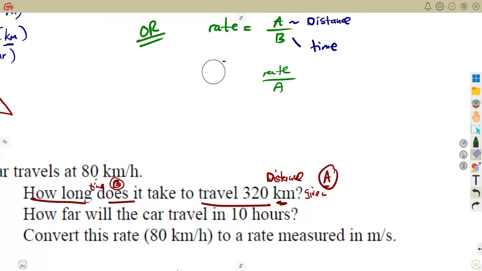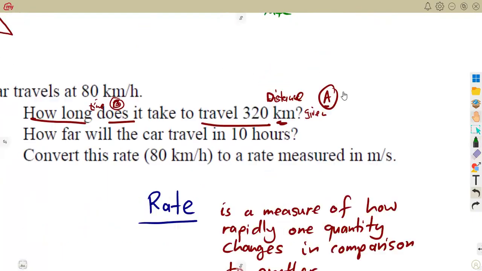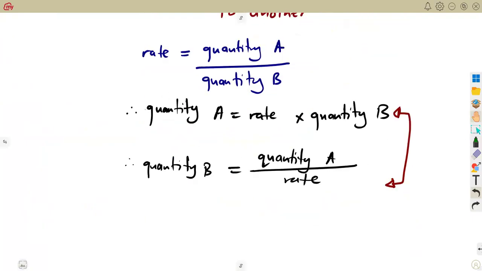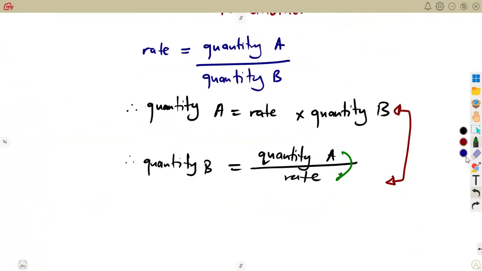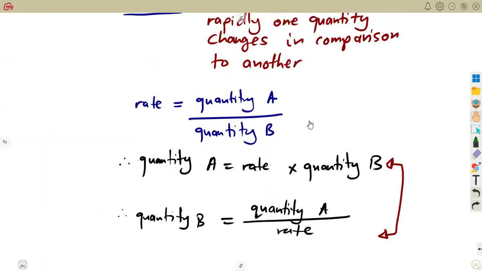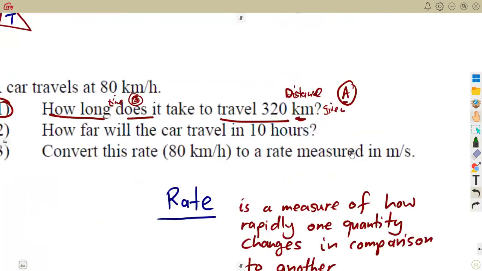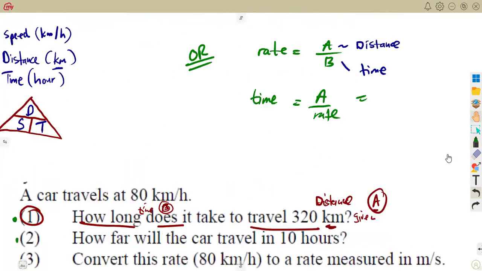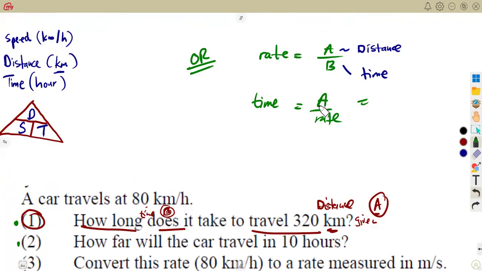So you're no longer writing B is equal to, you're writing the time now. Time is equal to what? A over the rate that you're given. If you cross multiply, it's going to be A over the rate. Quantity A over what? Over the rate. We still have the same thing just like what we had before. So what is the quantity A? Quantity A is the distance that you are given.